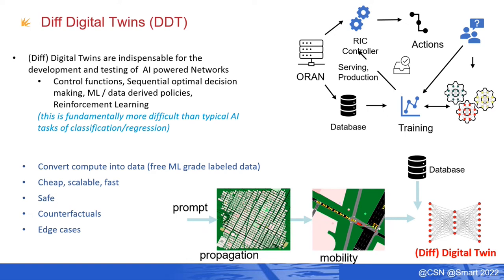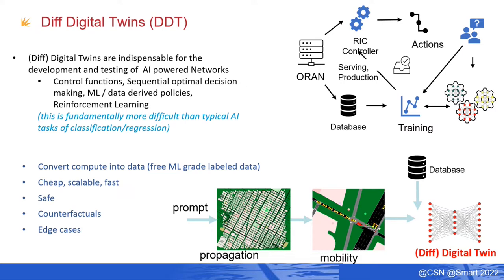Okay, so we'll now add a little to that definition and try to contextualize it and make it specific for what we have in mind, which is digital twins for networks. So why do we want digital twins in a network? Simply because they are indispensable tools for the development and testing of AI-powered networks. And this happily coincides with Open RAN, another buzzword now making its way into our research and application area. Open RAN simply means it's software, and since it's software, it's very easy to twin. So this concept matches very nicely.